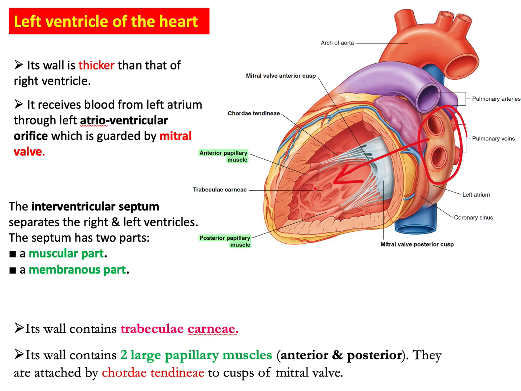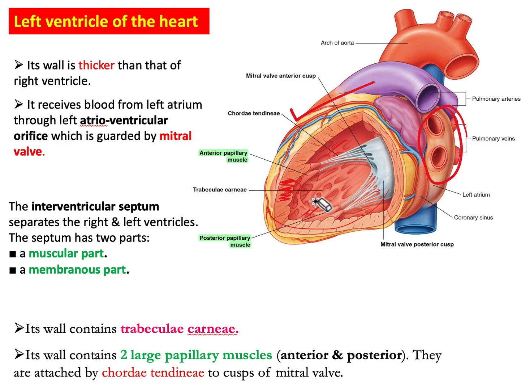This is the left ventricle of the heart with the thick wall compared to the right one. So it receives the blood from the left atrium, as I mentioned, through this orifice that is guarded by the mitral valve. And look at it, we are looking at the left side of the heart. And this is the interventricular septum or wall between the left ventricle and right ventricle.